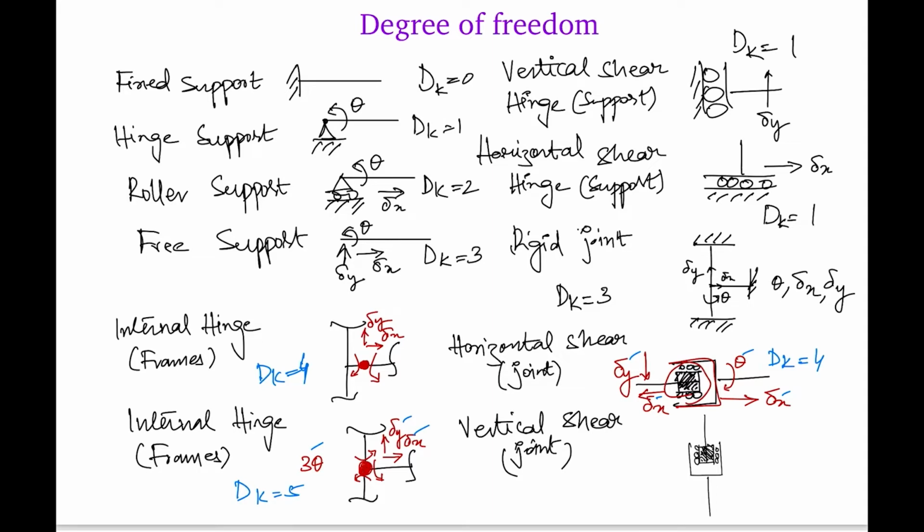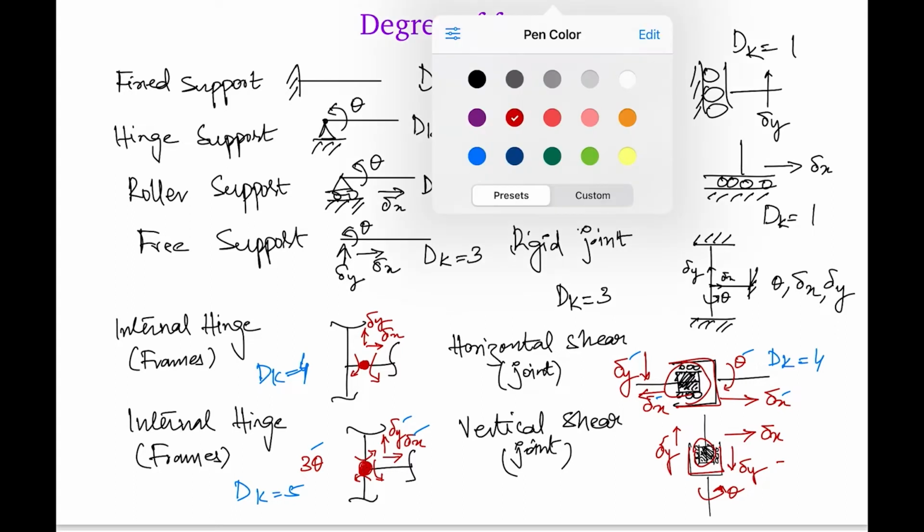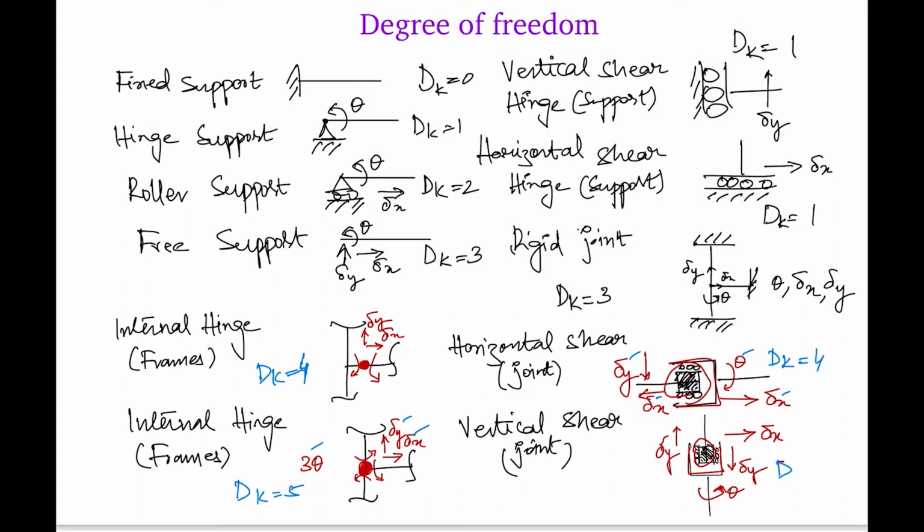Similarly, for vertical shear, we can have delta x in this direction for this. For this, we have delta y in this direction, and then we can have a small delta x towards that direction, and also we can have a theta. So now the degree of freedom for this one is equal to 4.